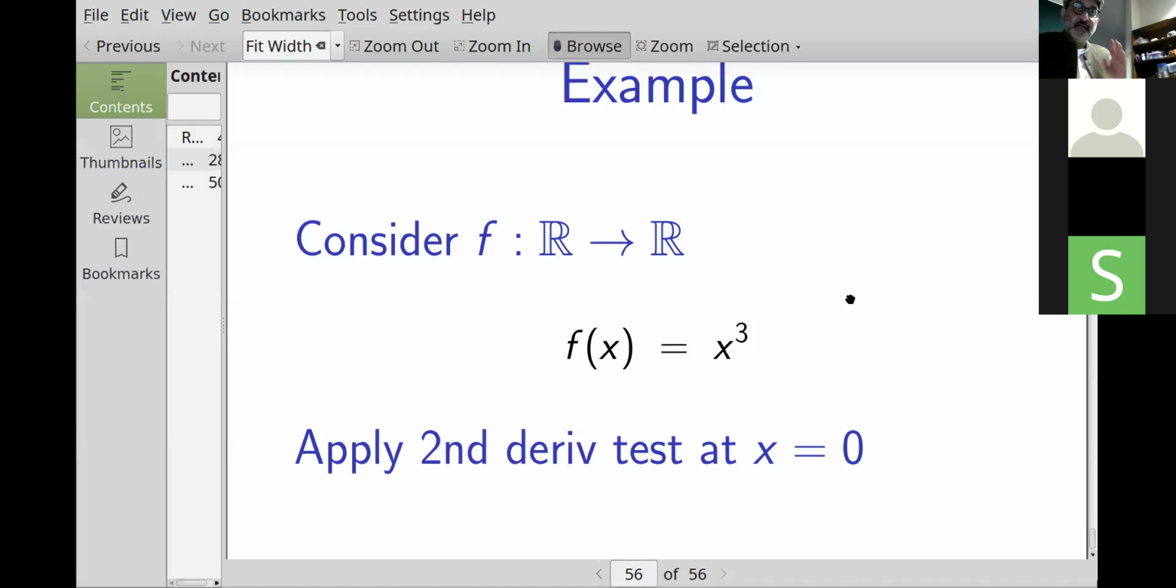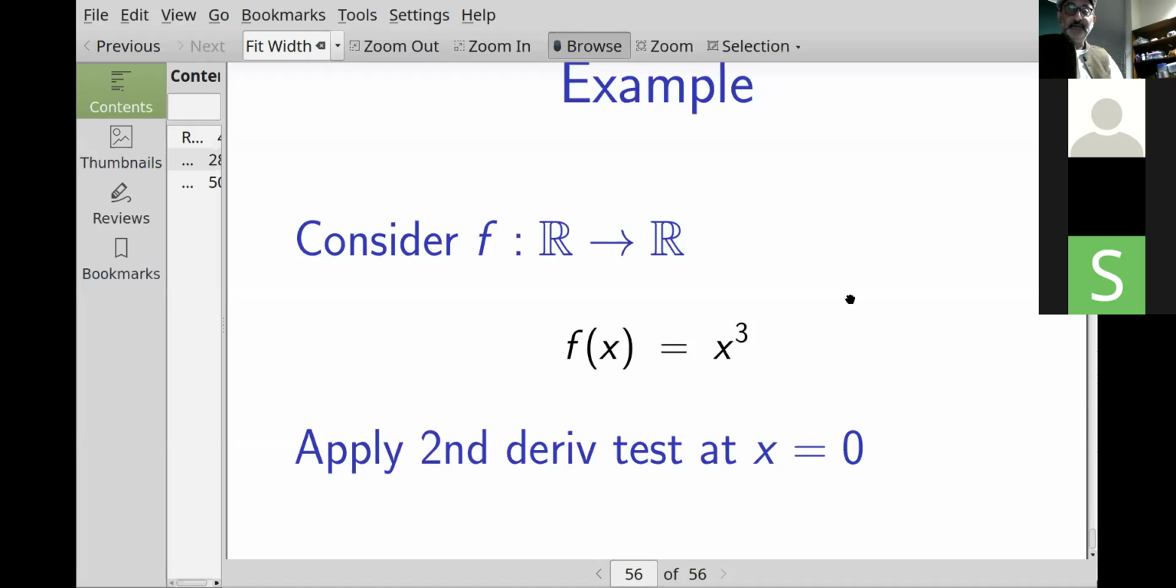This function has no global maximum, it has no global minimum. It doesn't even have a local max or a local minimum. It's a point of inflection. Yeah, that's called a point of inflection at x equals 0. Thank you, sir. Okay.